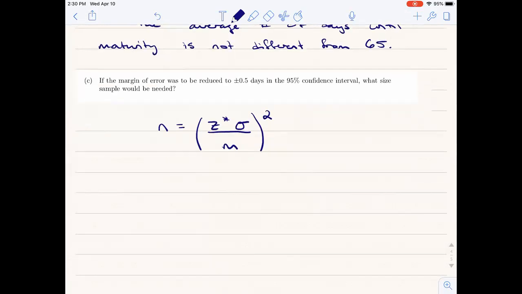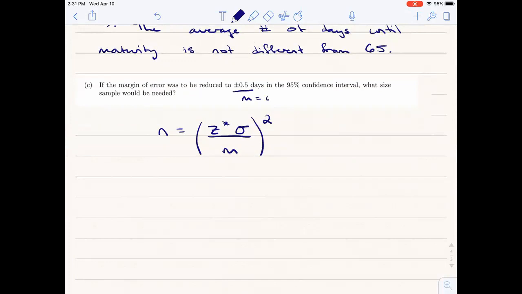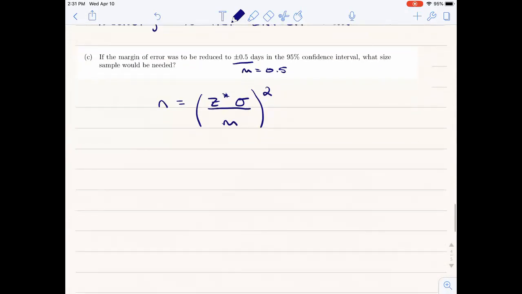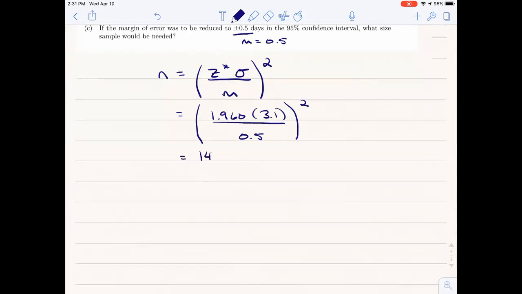So our z star stays the same, right? 1.96. Sigma is still 3.1. M is the margin of error. And so here we've got m is 0.5. And then we can solve for n. So here we've got 1.96 times 3.1 over 0.5 and then squared. 1.96 times 3.1 divided by 0.5, and then square that. I get an n of 147.671104.